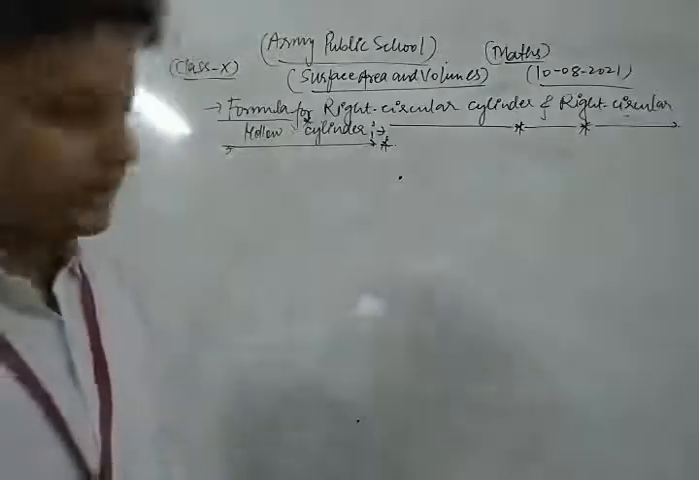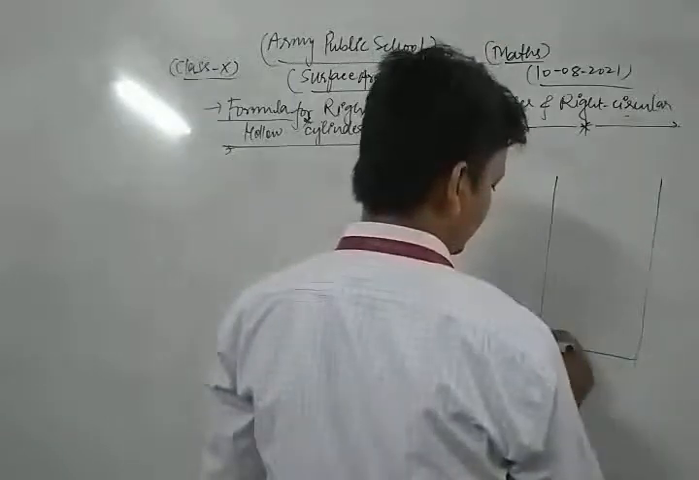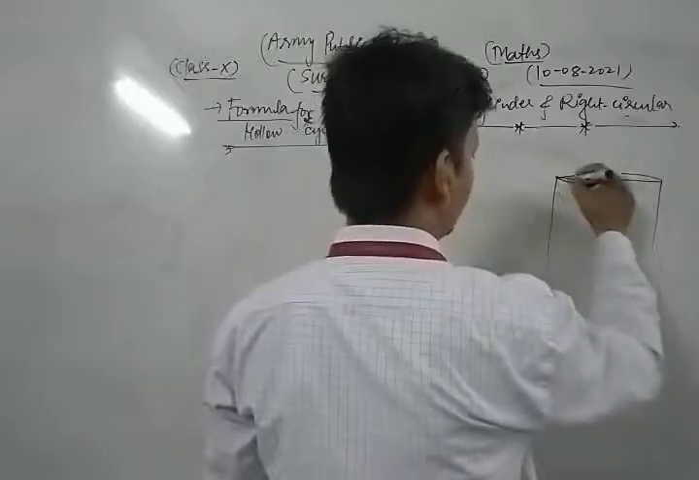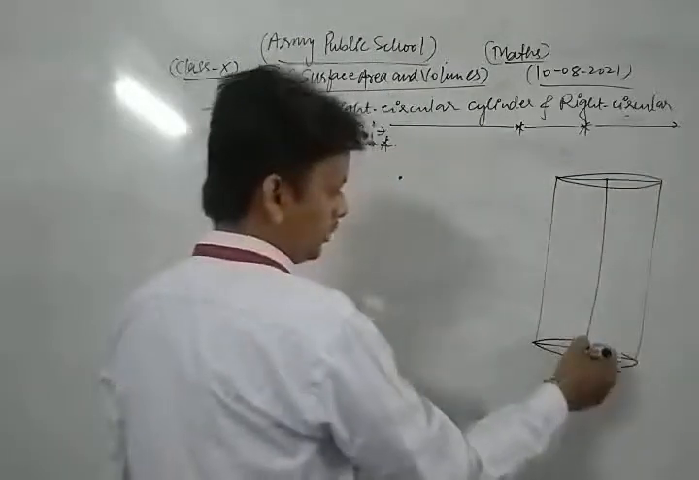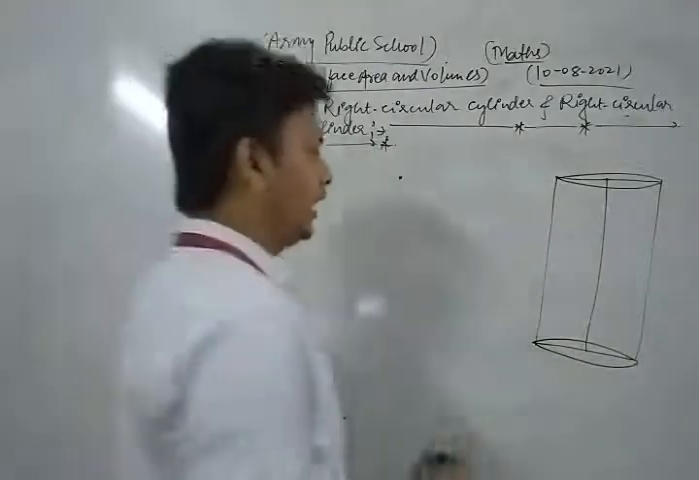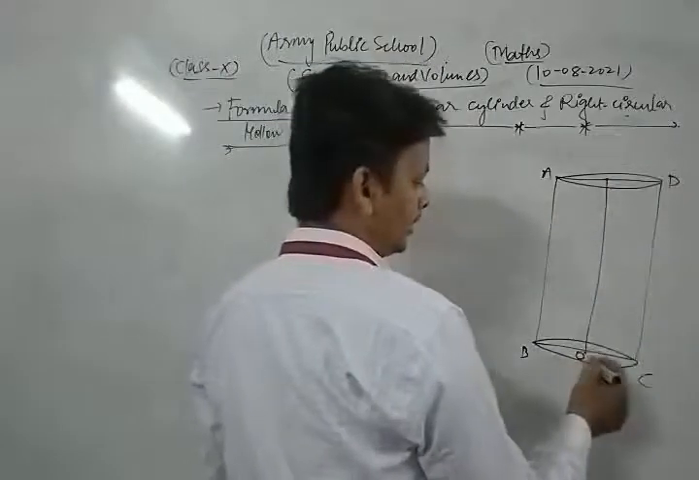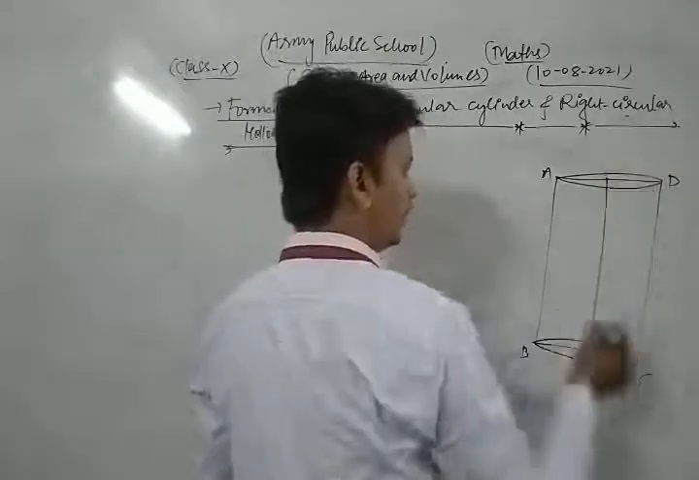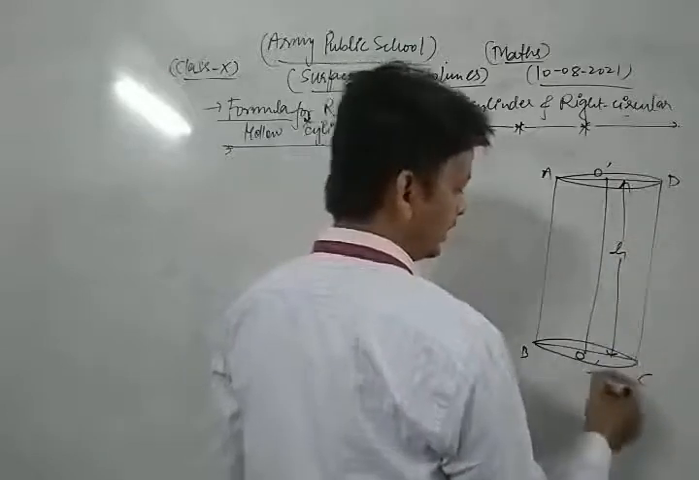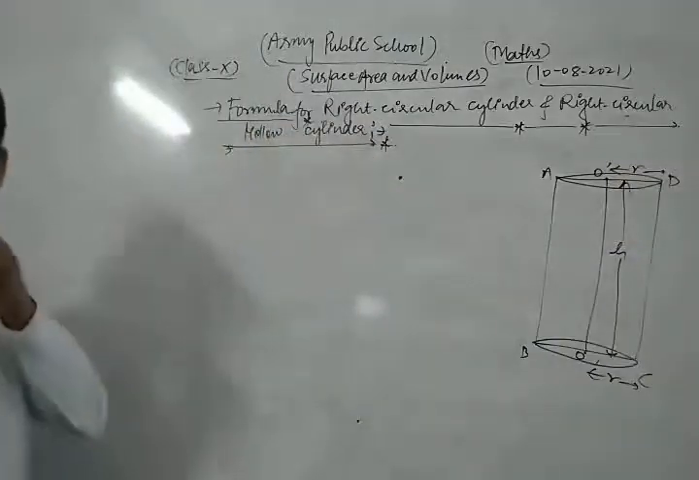Okay. Now look, what is the shape of the right circular cylinder? This is the shape of the right circular cylinder. Both the bases, both ends of the right circular cylinder, are circular in form. Let us take ABCD as a right circular cylinder, and the centers of its base and top are O and O dash respectively. This is the perpendicular height of the cylinder, and this is the radius of the base, which are equal to each other. Okay, this is the shape of the cylinder.